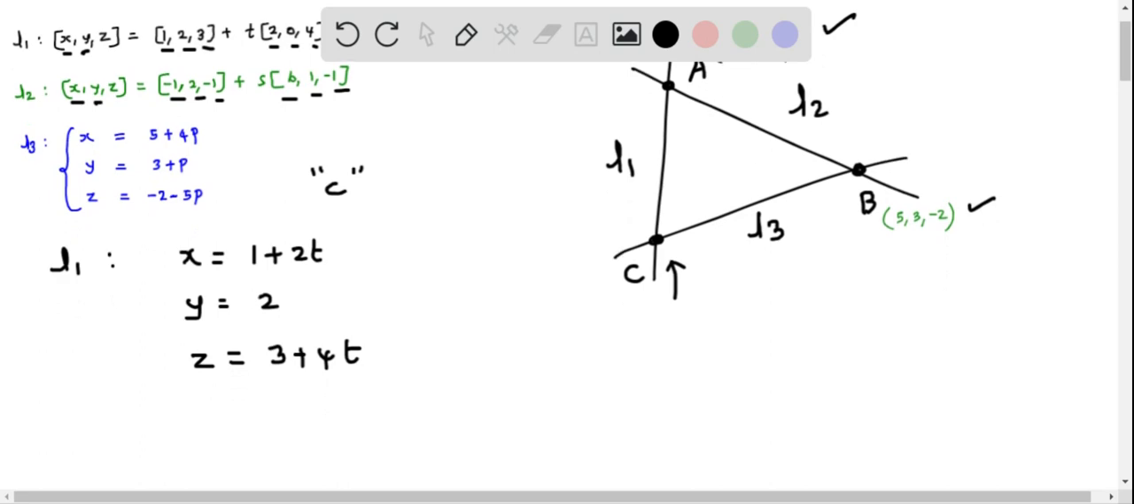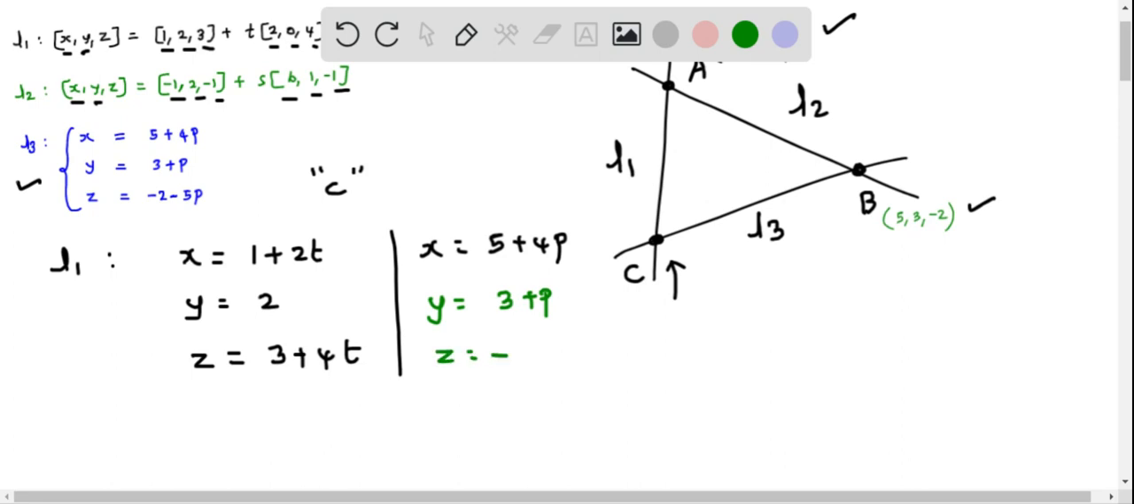Now let's write the parametric equations, which we already have for line 3. So I can write down here, that is x equals 5 plus 4p, and y equals 3 plus p, z equals negative 2, negative 5p. So I'm now going to equate the x equations. So we will get 1 plus 2t equals 5 plus 4p. Let me write this as an equation in t and p.